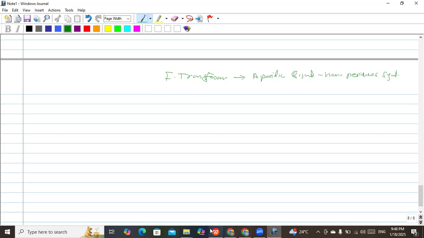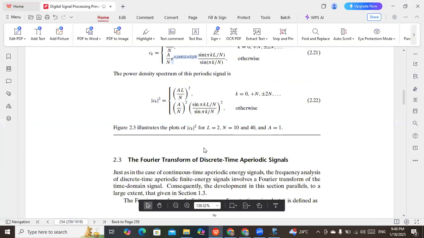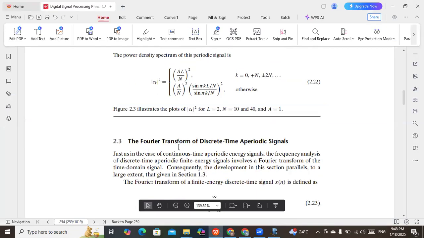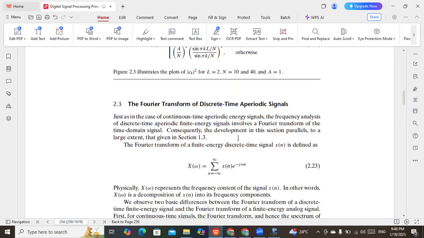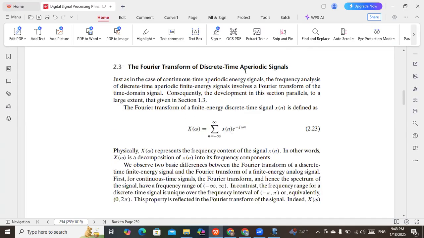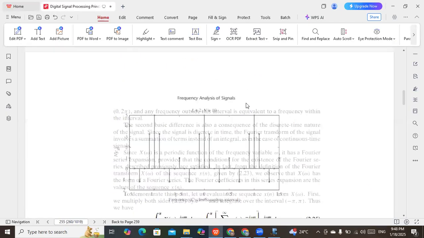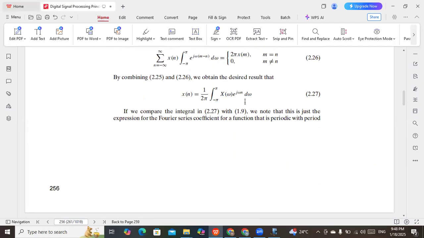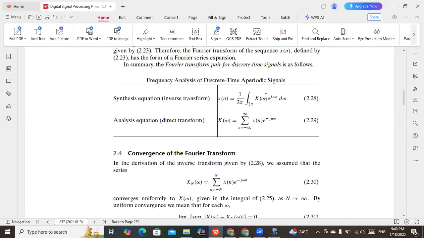So in the same manner, there are identities for a periodic signal. For the discrete time signal, actually we are focusing on discrete time signal here. And in the same manner, these are the equations we use to analyze a discrete time aperiodic signal. This is referred to as Fourier transform.